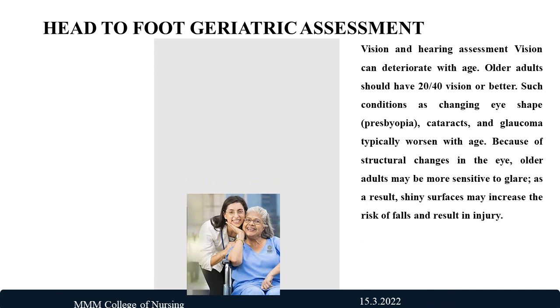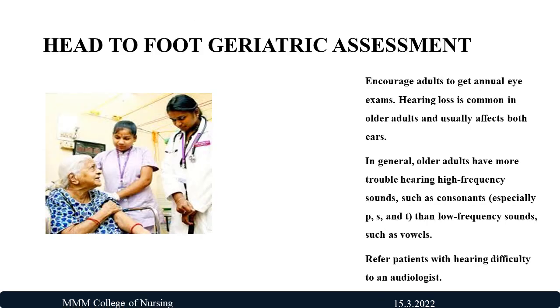In the vision and hearing assessment, vision can deteriorate with age. Older adults should have 20/40 vision or better. Such conditions as changing eye shape, presbyopia, cataract and glaucoma typically worsen with age. Because of the structural changes in the eye, older adults may be more sensitive to glare. As a result, shiny surfaces may increase the risk of falls and result in injury. We have to encourage adults to get annual eye exams.